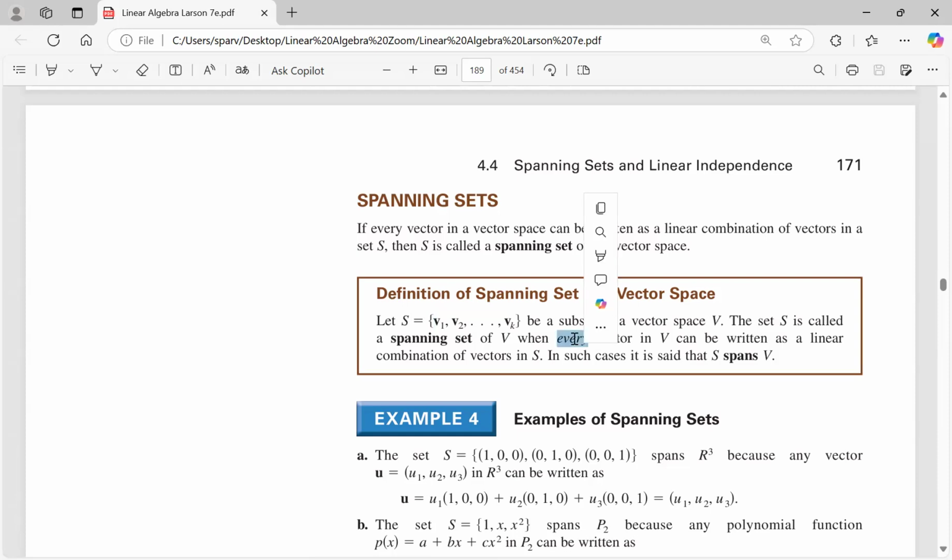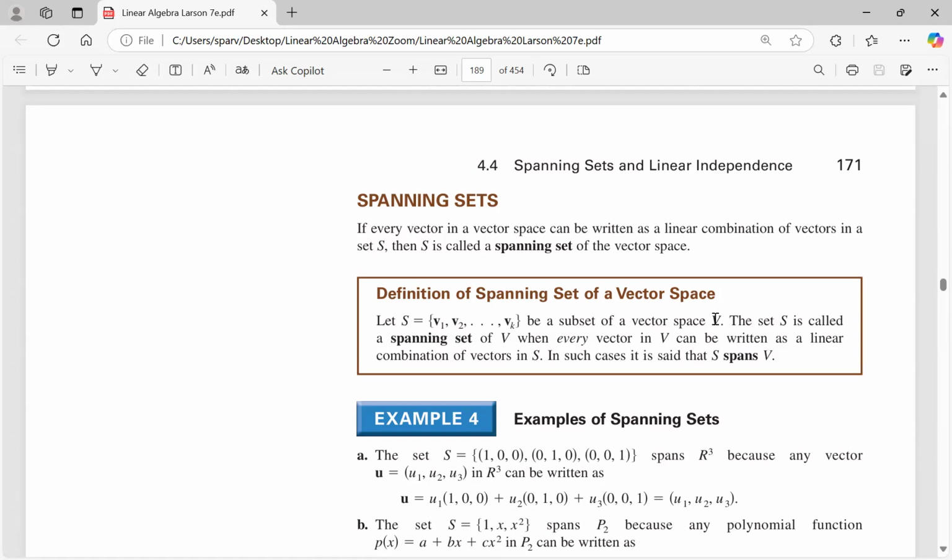If we can write, the keyword is every, every vector in the parent vector space as some linear combination of these vectors that are in this set S, then we say that the set spans V. Think of the span as coverage. It's going to cover the entire vector space. It spans it.